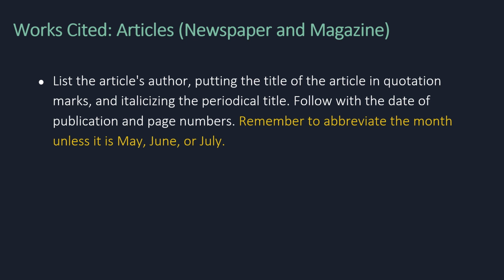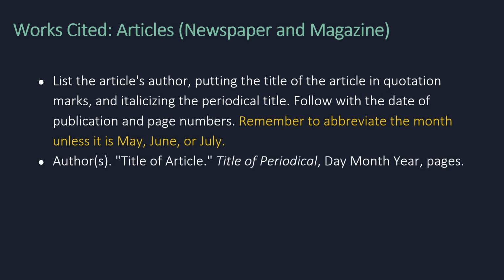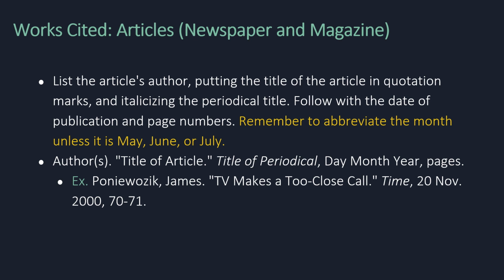The same author guidelines apply to other types of sources as well, including newspaper and magazine articles. After the author or authors' names, the next component of these types of works cited entries is the article title, which appears in quotation marks. The title of the newspaper or magazine comes next and should be italicized. Follow that with the date of publication in the same day, month, year format as mentioned previously, and end the entry with page numbers and a period. Remember to abbreviate the month of publication unless it is May, June, or July.